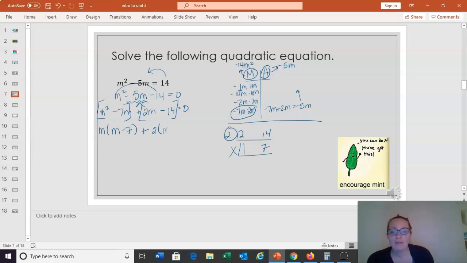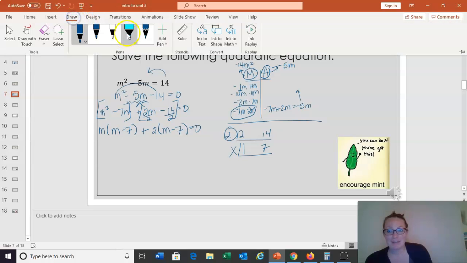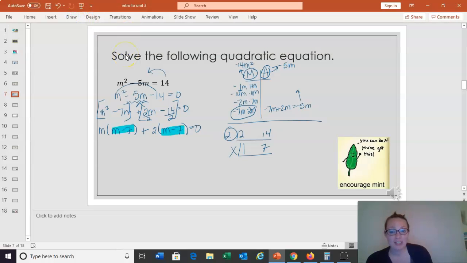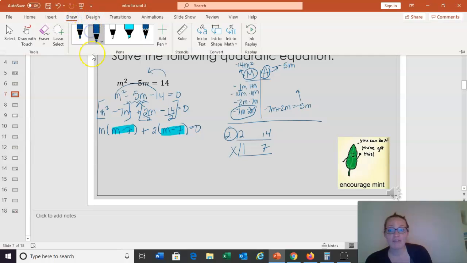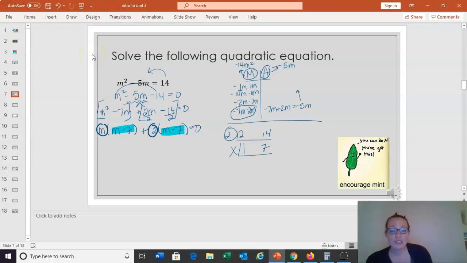So we have left m minus 7, right? Because what you're doing is taking each of these terms and dividing by that GCF. So negative 14 divided by 2 is negative 7. Now here's that step we've talked about. Let me grab my highlighter because it's fun. Look, these match. So now we can go ahead and write our final answer as the 2 GCFs together and one of those factors.